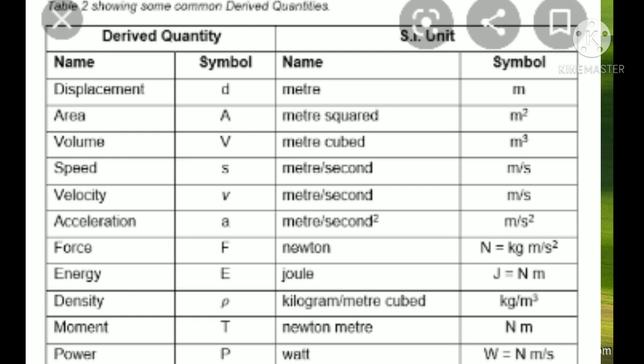See here, the unit of displacement is meter. And area, you all know that. What is the formula for area? Length into breadth. So length unit is meter, breadth can also be measured in meter. So it is measured in meter square. And volume is equal to length into breadth into height. So everything can be measured by the unit of meter. So meter cubed.